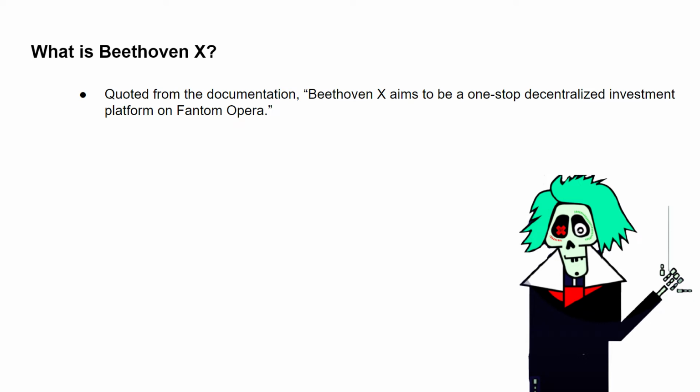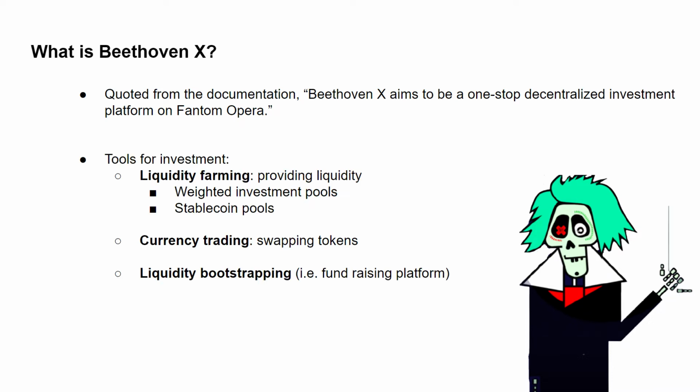Quoted from the documentation, Beethoven X aims to be a one-stop decentralized investment platform on Fantom Opera. Seems simple enough, but what does that entail? Let's break it down. As a one-stop shop, Beethoven currently offers these tools for investment: liquidity farming, with weighted investment and stablecoin pools, currency trading, and liquidity bootstrapping. Let's go through these one by one.